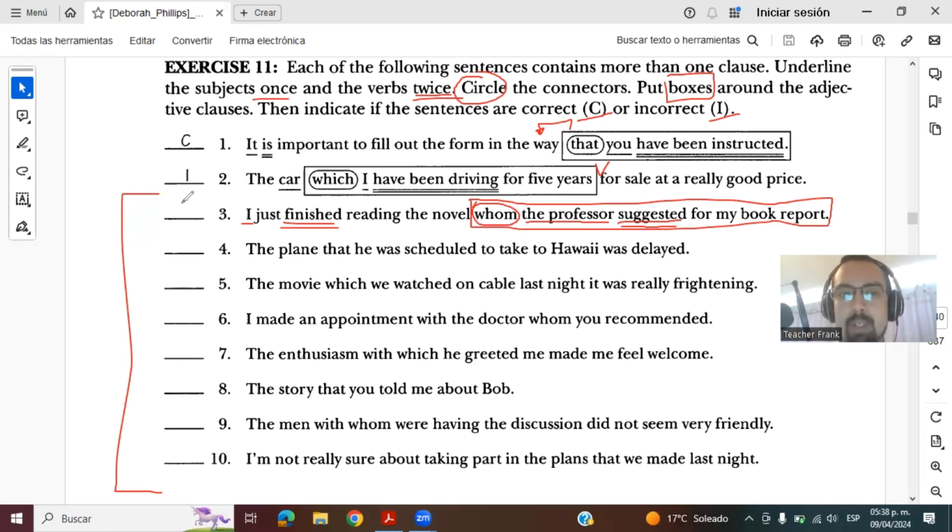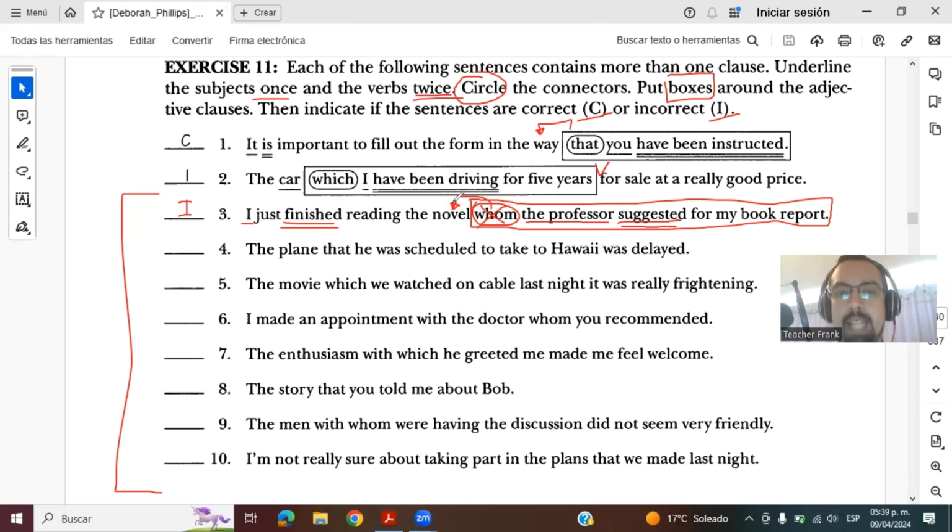It's not going to be correct because it's using an incorrect connector, right? Whom is for people. In this case, yes, the professor recommended it, but we're not talking about the professor. We're talking about the novel. The novel that you recommended, or the novel which you recommended, would be correct. So yes, it's an incorrect connector. It could be which.